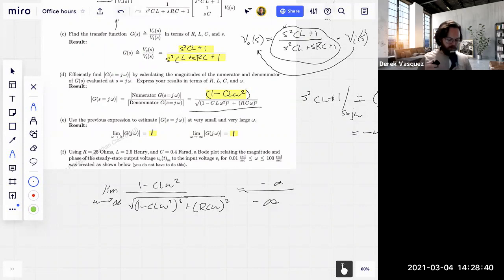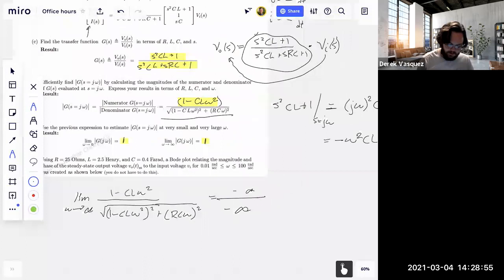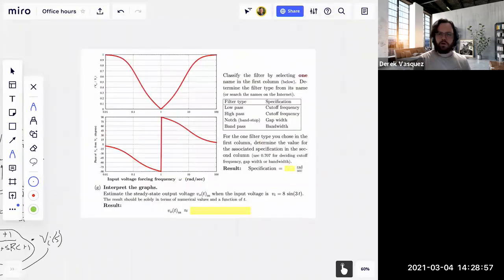Okay. So this next one, using some data, they made a Bode plot relating the magnitude and phase to the input voltage. And so that's here on this next page. Have we gone over Bode plots in class yet?